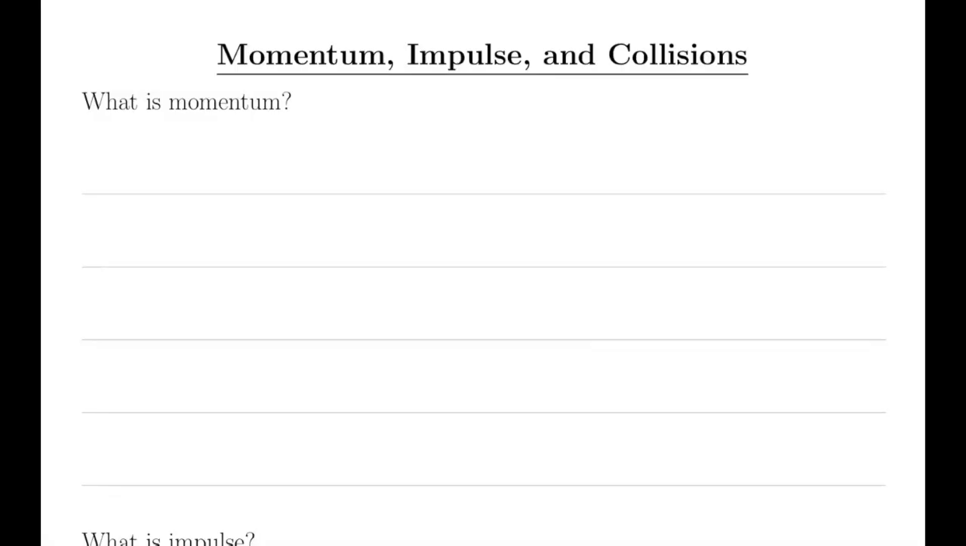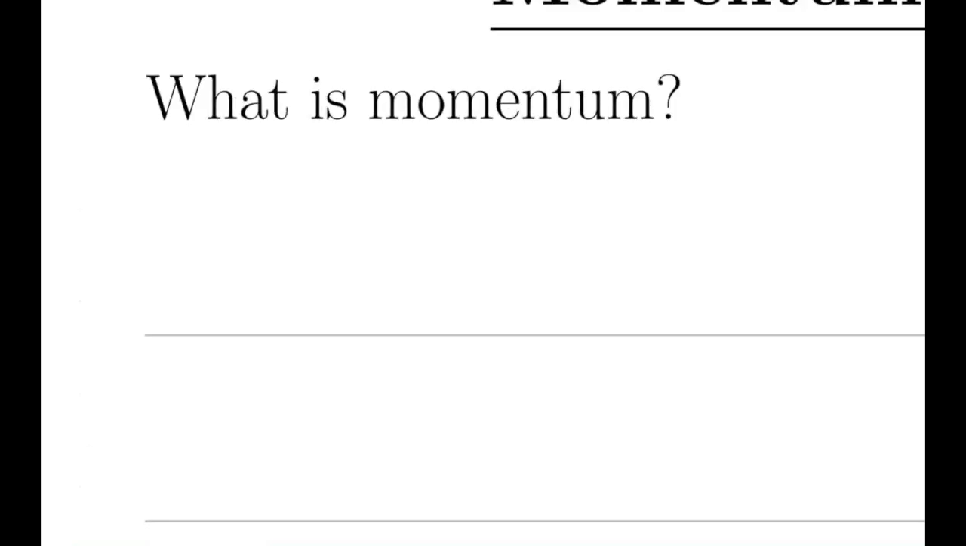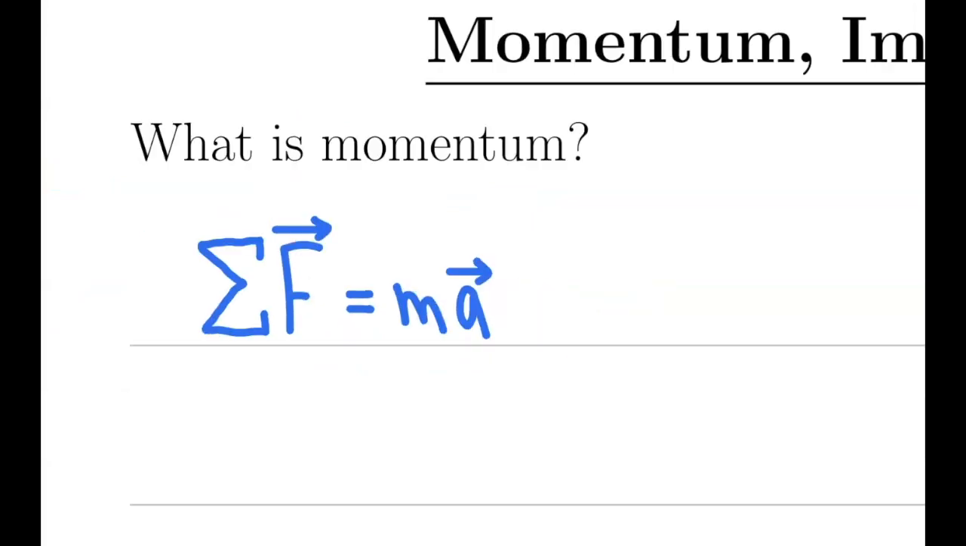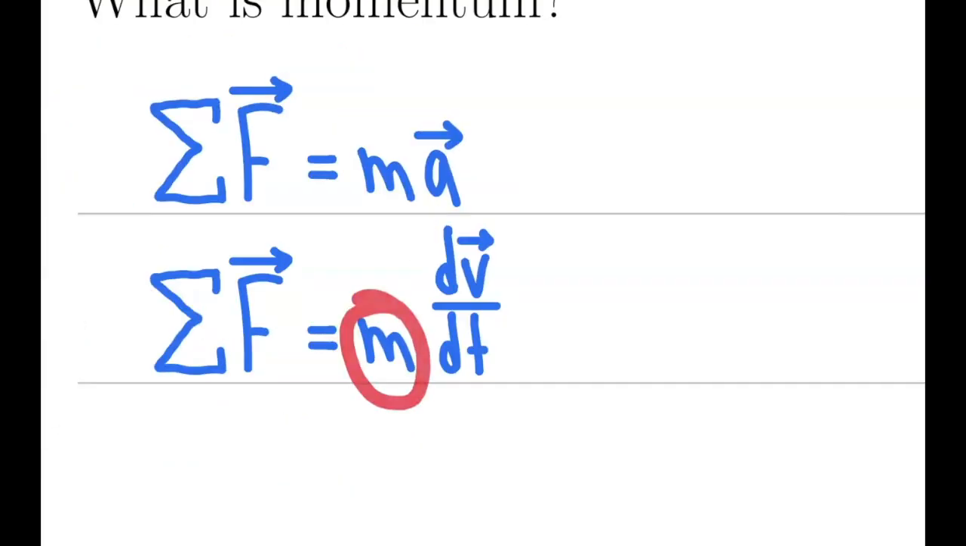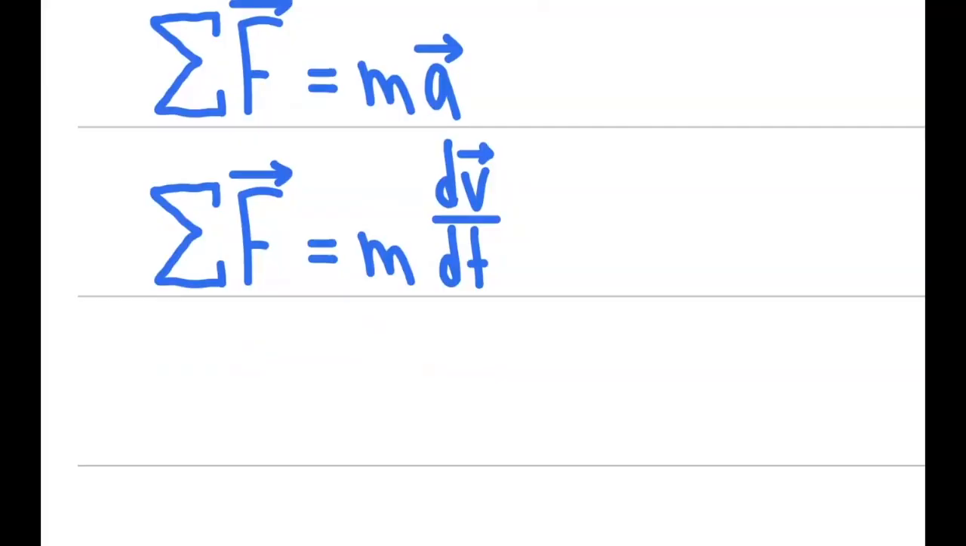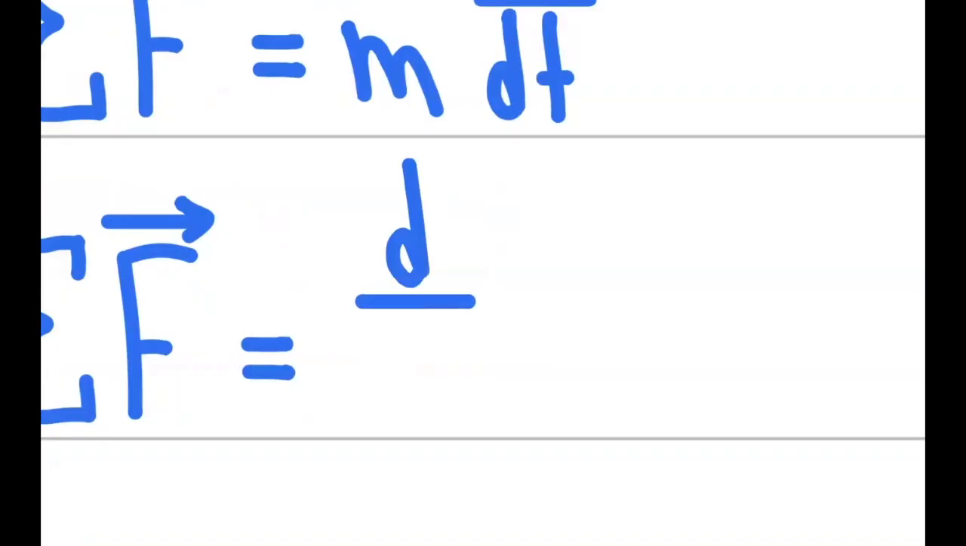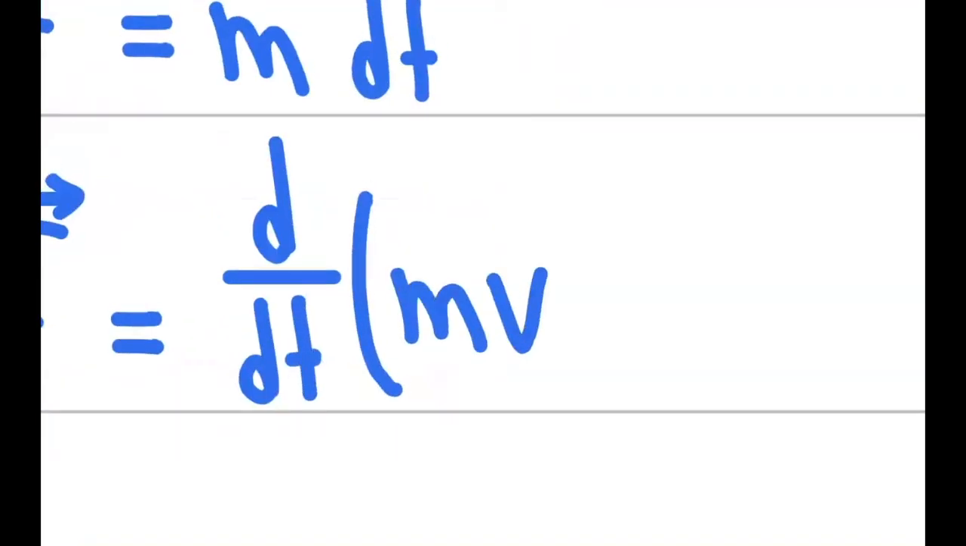Hello, everyone. Before I start talking about momentum, let's revisit Newton's second law. Remember, Newton's second law says that the net force equals ma. How does acceleration relate to velocity? It's the derivative with respect to time. Yeah, good. So a is just dv/dt. m is a constant, so I can bring it inside the derivative. So the right-hand side will be the derivative with respect to time of mv.